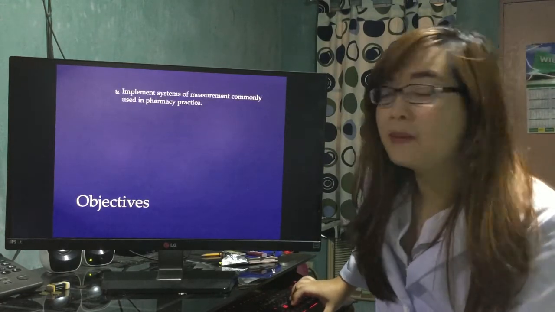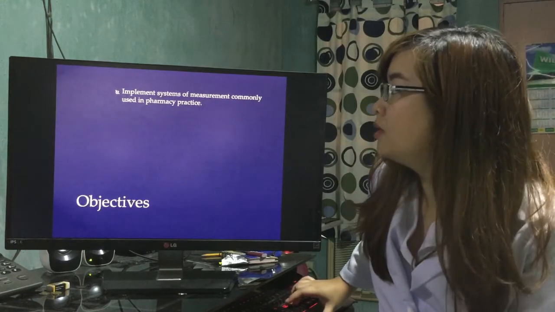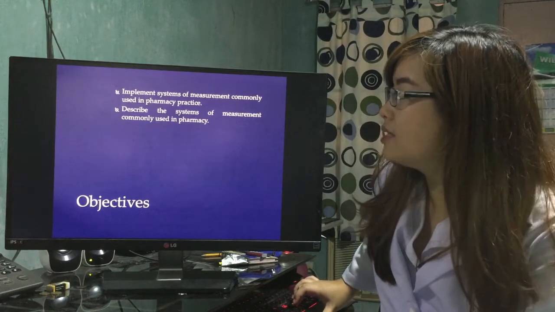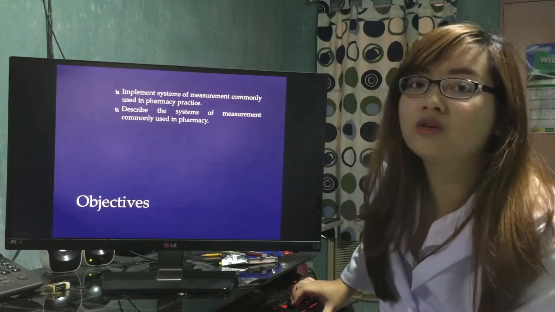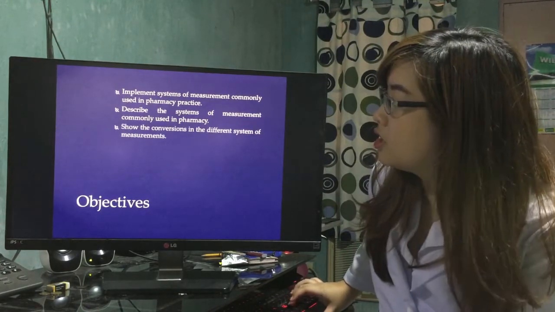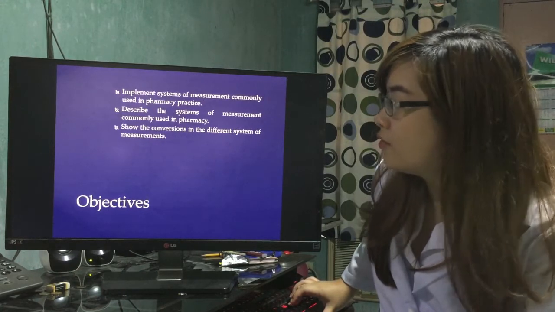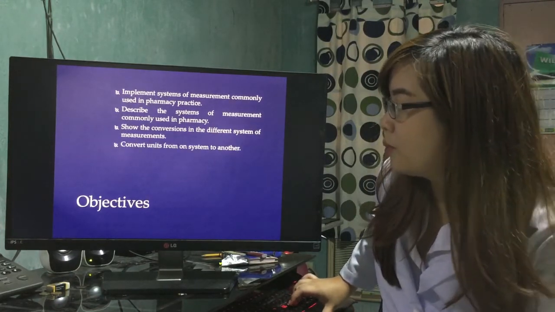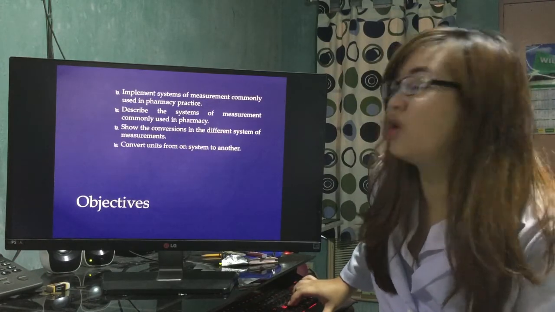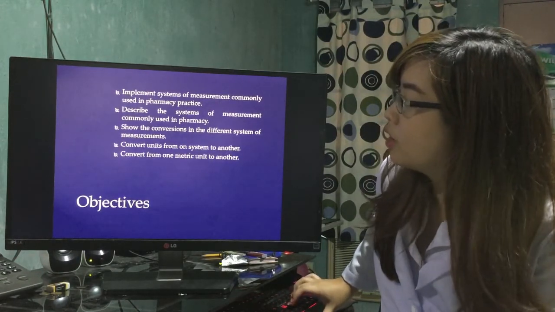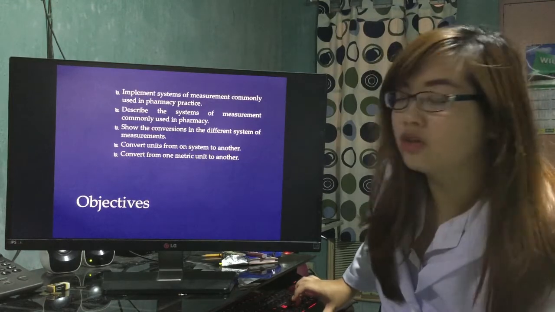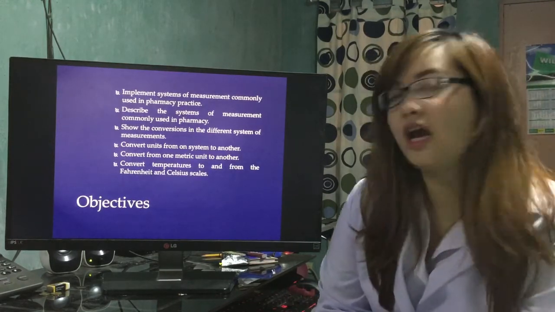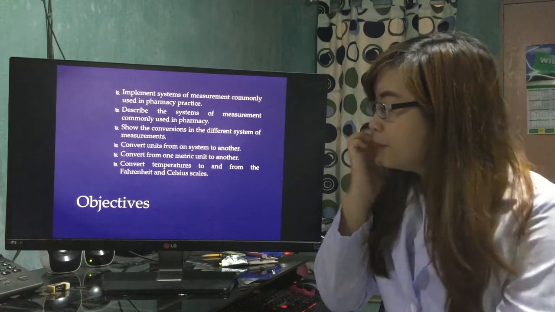First is to implement systems of measurement commonly used in pharmacy practice. Second is to describe the systems of measurement commonly used in pharmacy. Third is to show the conversions in the different systems of measurement. Fourth is to convert units from one system to another. Convert from one metric unit to another, and convert temperatures to and from the Fahrenheit and Celsius scales.